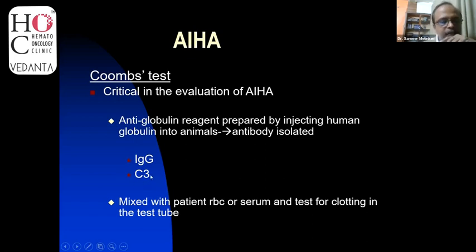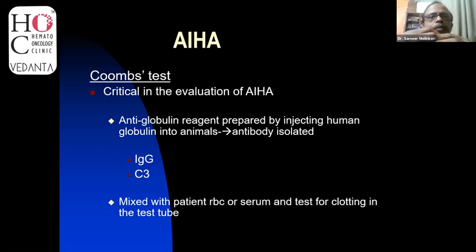C3 is a surrogate marker of IgM. You cannot have IgM in the reagent for certain reasons, so you have C3d as a component of the antiglobulin reagent. In a patient who has autoimmune hemolytic anemia, if you take his RBCs, there will always be IgG or IgM attached to the red cell surface, and that's what you want to document. You want to document that the red cells are being hemolyzed by antibodies which are coating them, right? So how do you do it?